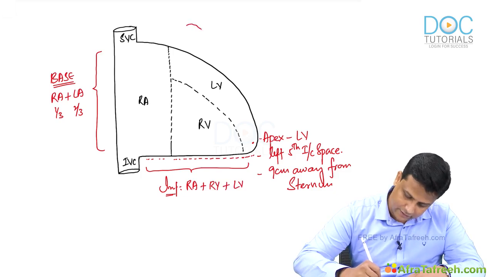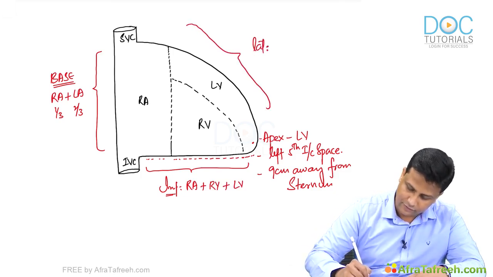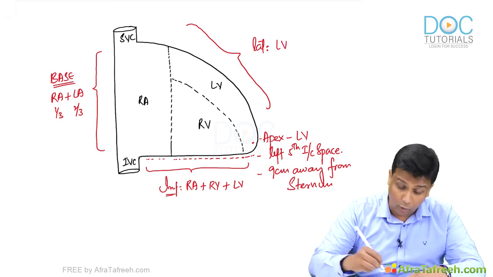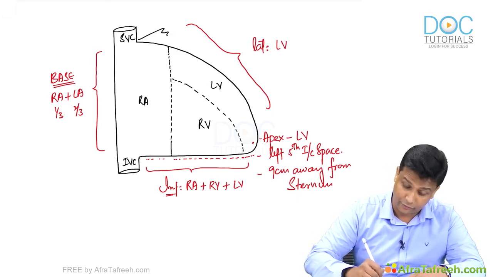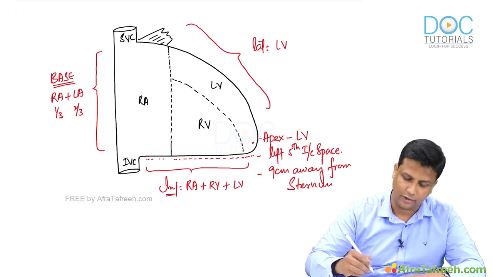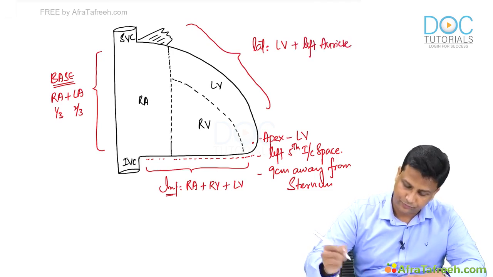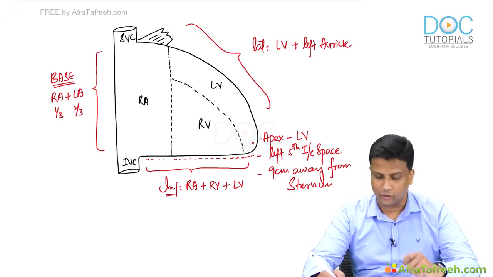What about the lateral surface of the heart, guys? The lateral surface of the heart is formed by the left ventricle. Along with the left ventricle, here you will be able to find an ear-like projection. This ear-like projection is nothing but the auricle. Which auricle? Left auricle. So the lateral surface of the heart is formed by the left ventricle and the left auricle.